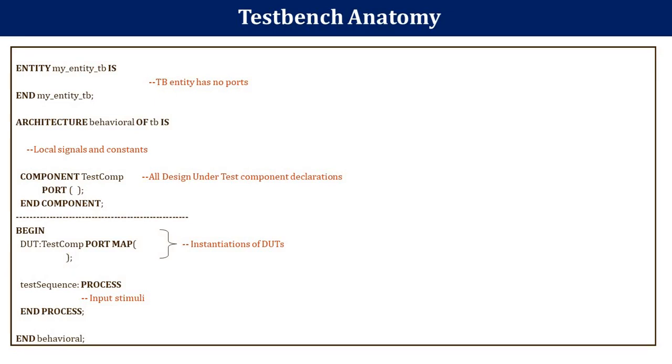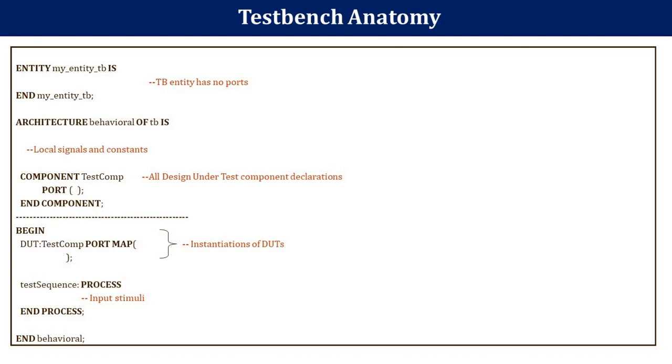A test bench starts with the entity statement. Entity my_entity_tb is, where my_entity_tb is the test bench name. After that you have to end the entity, because a test bench has no ports. Remember the point, every test bench entity has no ports, meaning there is no need to declare the ports. After writing the entity syntax, end that entity without writing the ports. Hence, end with the name of the entity, my_entity_tb, semicolon.